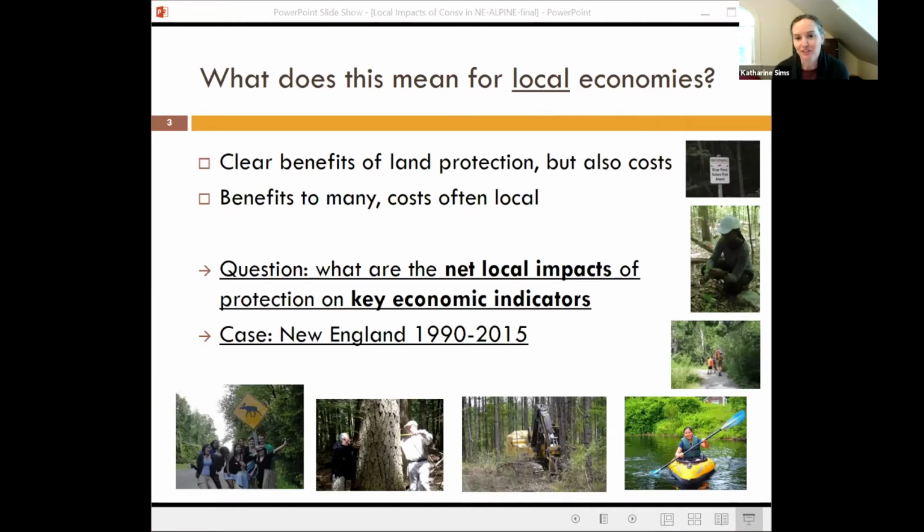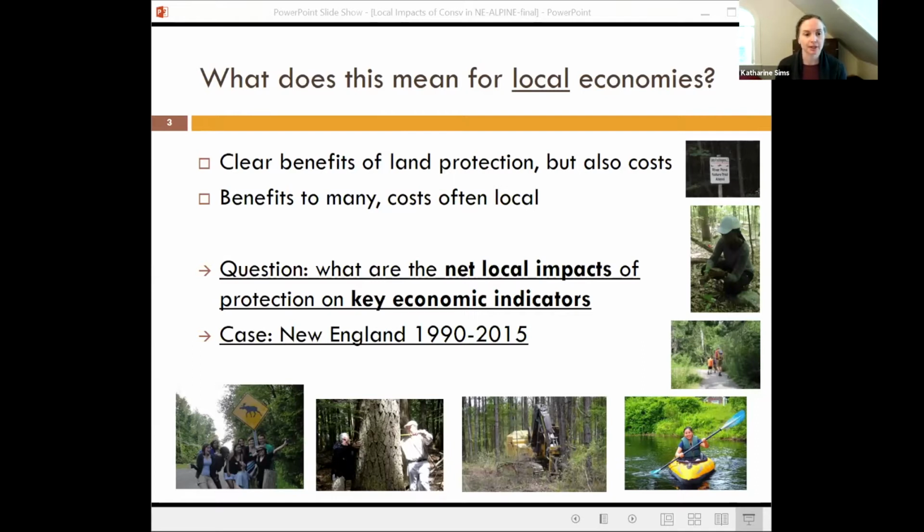So I probably don't have to convince too many people on this webinar that land protection can come with clear ecological and economic benefits, including watershed protection, habitat protection, carbon sequestration, cultural heritage value, recreation and amenity value. But at the same time, there can be real costs of permanent protection, both in terms of foregone development opportunities, as well as maintenance or stewardship costs. And while the benefits of land protection are often enjoyed by many people across a region, the costs, particularly the opportunity cost of development, might be borne disproportionately by the local communities closest to that protected land.